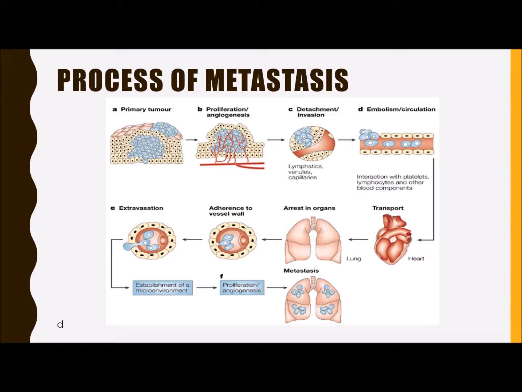Then the cancer cells will be arrested in certain organs. In this slide, the example of organs will be the lungs, because the lungs are also one of the most major sites for cancer cell growth. Afterwards, after it is arrested in the organs, it will adhere to the vessel's wall, and this process is actually known as intravasation. Further explanation of this process will be given in the slides later.